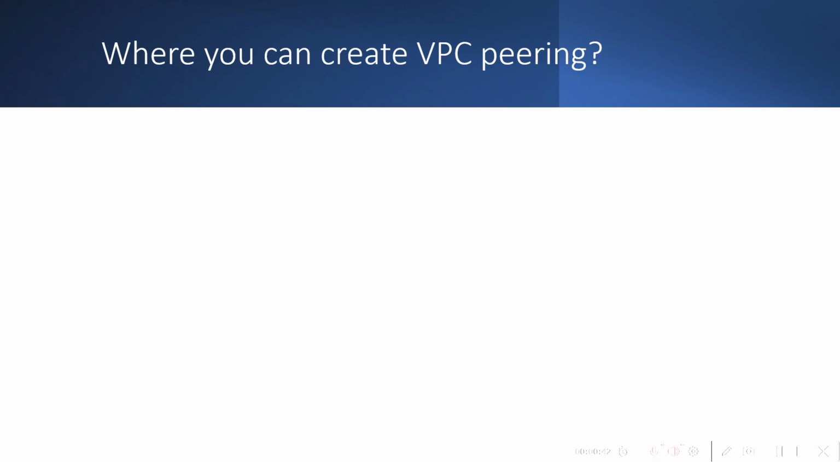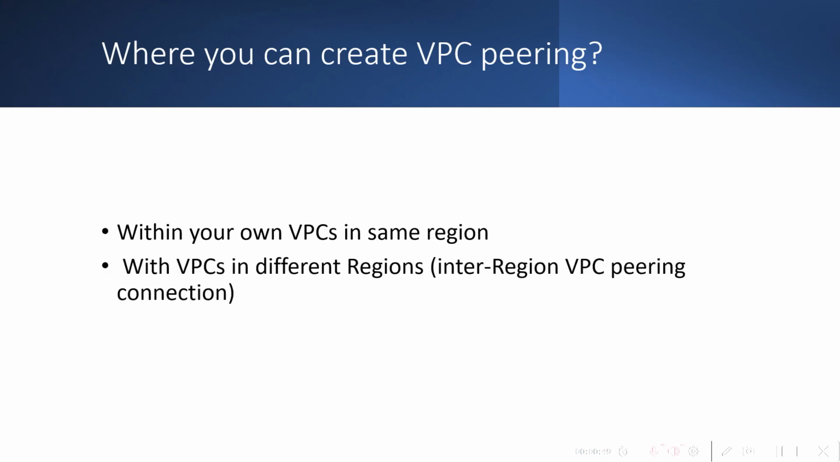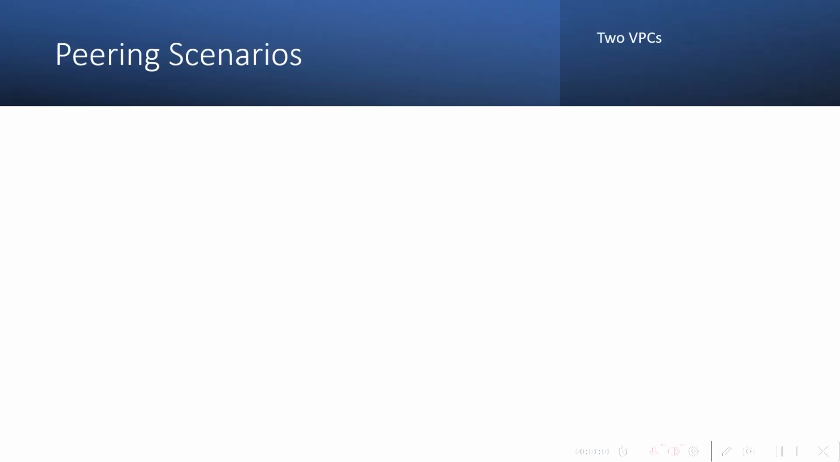Where can you create the VPC peering? You can create the VPC peering between your own VPCs in the same region, in a different region, or even between a VPC in another AWS account. Okay, so let's see some peering scenarios.